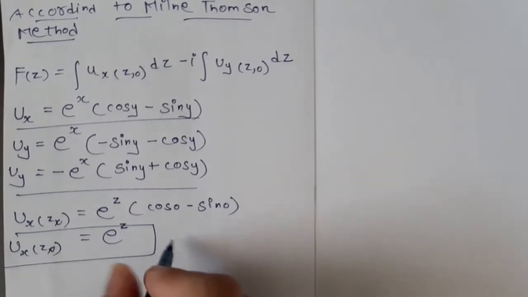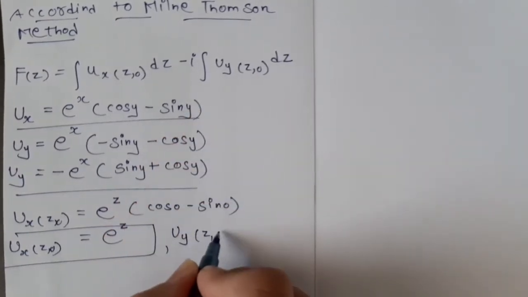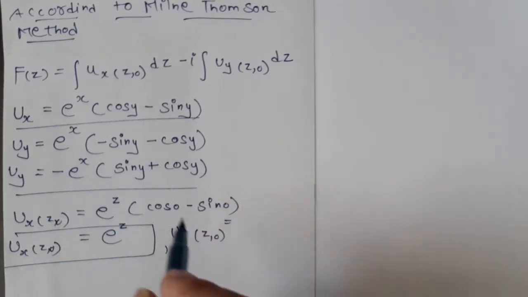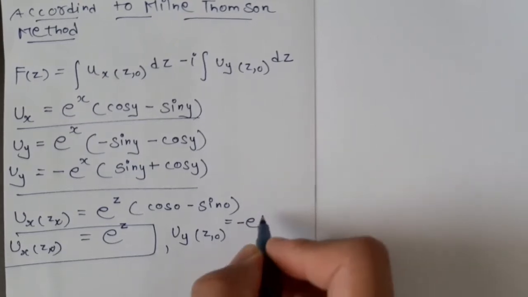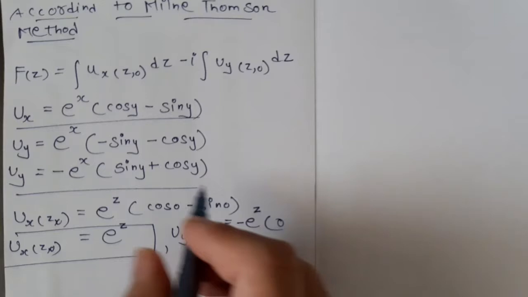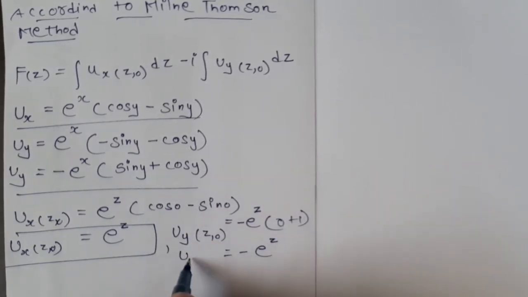Okay. So now we have to find u of y at z comma 0. That means we have to put z in the place of x and 0 in the place of y. So we will write here minus e raised to z. Now what is sin 0? It is 0, and what is cos 0? It is 1. So it is minus of e raised to z.